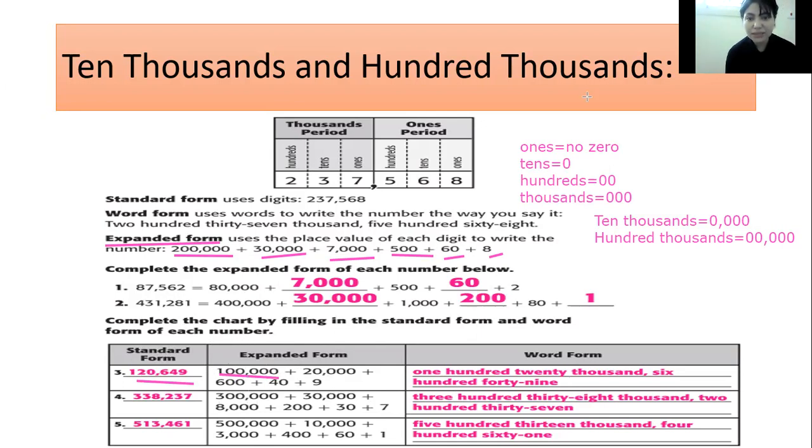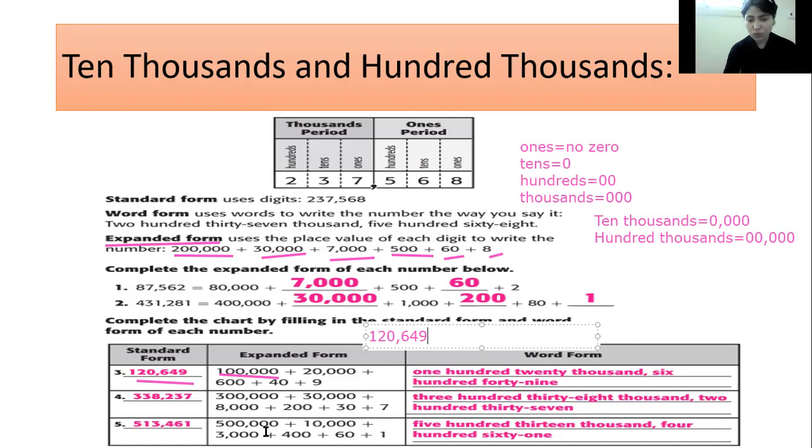So first I write, let me solve it with you here. First I write what? 1. After the 1, I need 5 digits. What is the number that has 5 digits? It is 2. So I write 2. Do I have a number that has 4 digits? No. So I write 0. Do I have a number that has 3 digits? Yes. 600. So I write 6. Do I have a number that has 2 digits? Yes. 4. Do I have a number that has 1 digit? Yes. 9. Okay. So that's how we write the standard form.